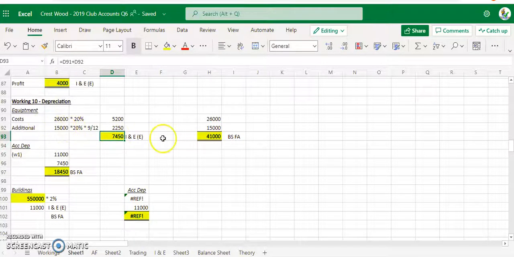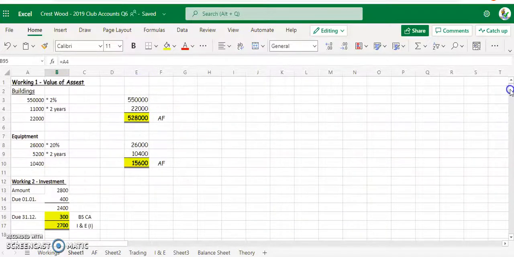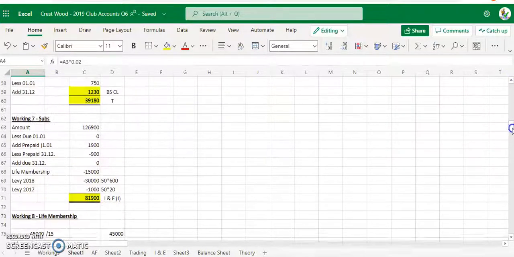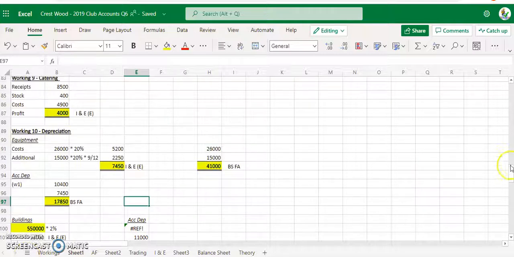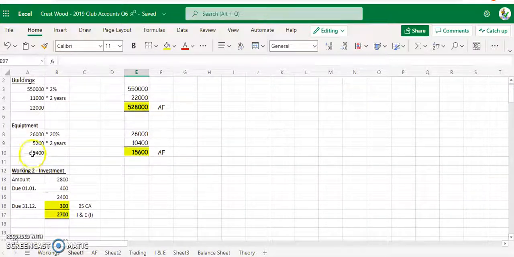Now, just to keep the adjustment for our balance sheet, just to find out what figures for our equipment, it's going to be 26,000 plus 15,000. So those two are going to be added together to get 41,000. And then your accumulated depreciation, then we have 11,000 at the start of the year. So remember the adjustment we did at the very start of the year for accumulated fund. We have 11,000. So the accumulated depreciation for our equipment is 10,400.